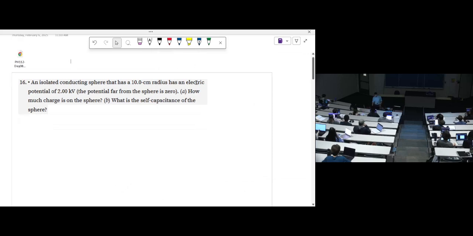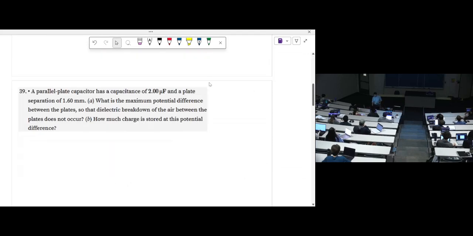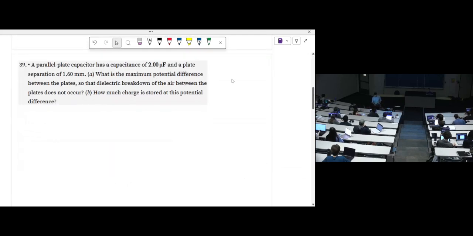An isolated conducting sphere, we already kind of did that one in the Menti slide, so let's do this. A parallel plate capacitor has capacitance of 2 microfarad and a plate separation of 1.6 millimeter. What is the maximum potential difference so that dielectric breakdown of air between the plates does not occur? How much charge is stored at this potential difference?